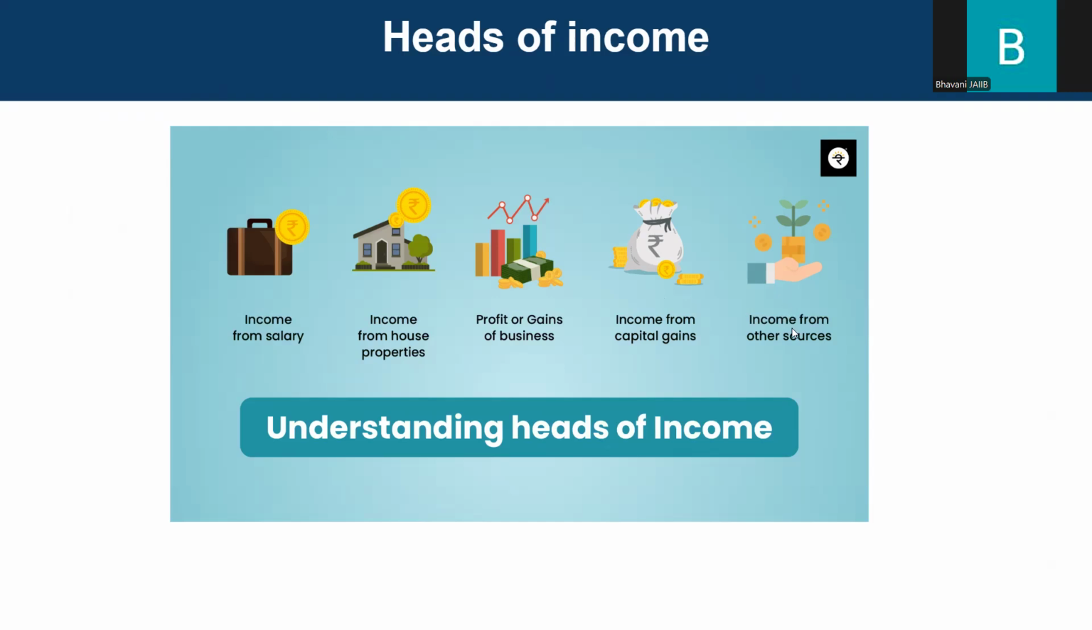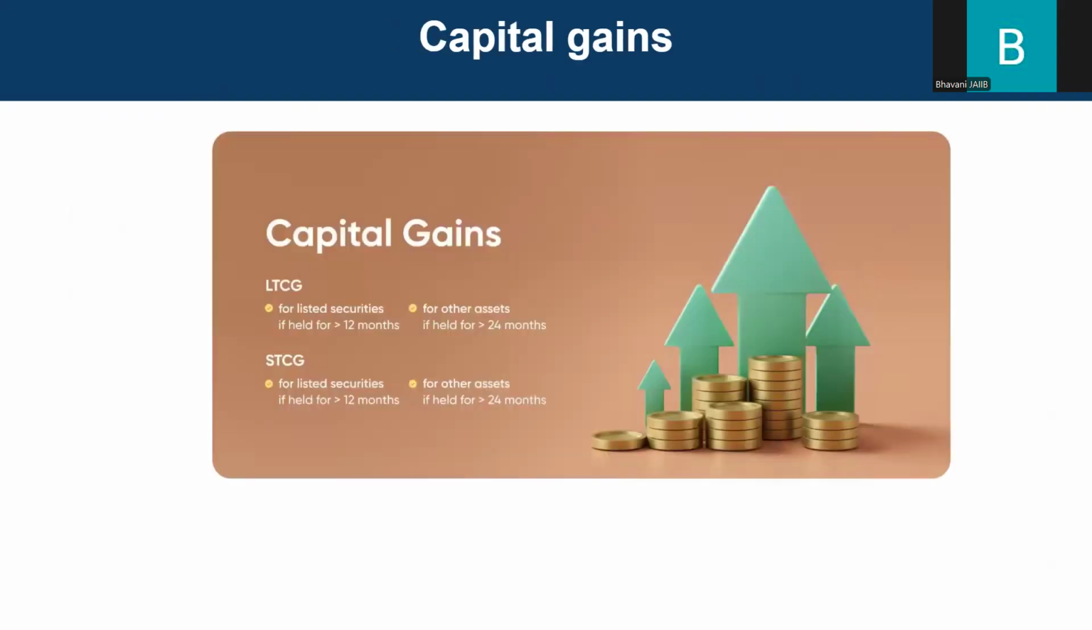Next is income from other sources. Any income that doesn't fit into the above four heads comes under income from other sources. This includes bank interest, dividends, lottery winnings, gifts above 50,000. For example, you earn rupees 10,000 interest from a fixed deposit. This is taxed under this head. This is about heads of income.